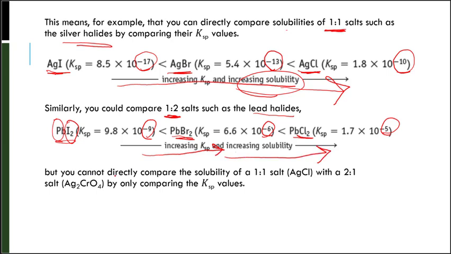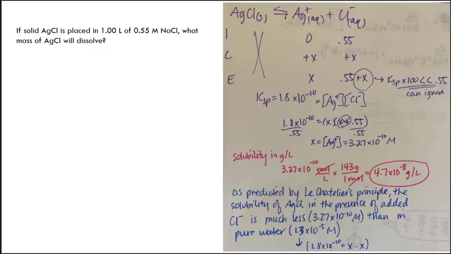But you cannot directly compare the solubility of a 1-to-1 salt like silver chloride with a 2-to-1 salt like silver chromate. Notice that there's 2 silvers for every 1 chromate as opposed to 1 silver for every 1 chloride, simply by only comparing KSP values. Let's look at this sample problem.